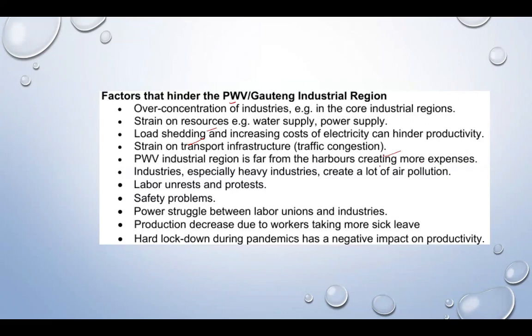Industries create a lot of air pollution, which is a physical factor that hinders industrial development. Labor unrest is another one. There are safety issues there. There's a power struggle between labor unions and industries. There's decreased production due to workers taking more sick leave because of pollution and other factors.